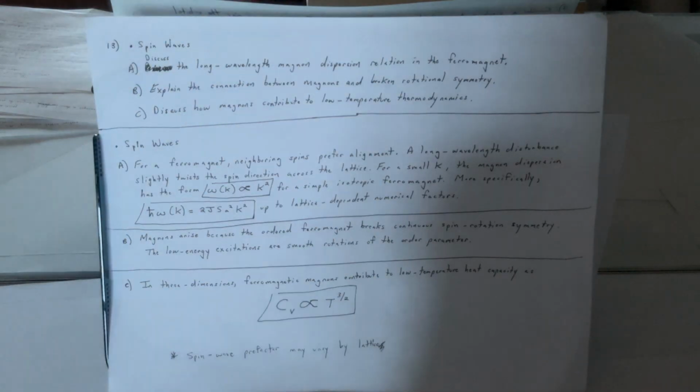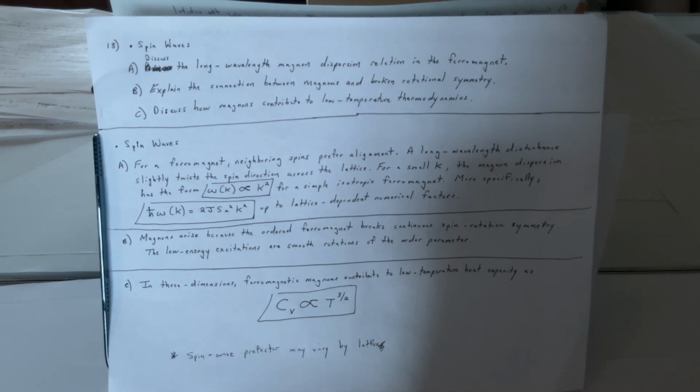So for a ferromagnet, neighboring spins prefer alignment. A long wavelength disturbance slightly twists the spin direction across the lattice. For a small k, the magnon dispersion has the form omega of k proportional to k squared for a simple isotropic ferromagnet. And more specifically, h bar omega k equals 2JSa squared k squared, up to lattice dependent numerical factors.